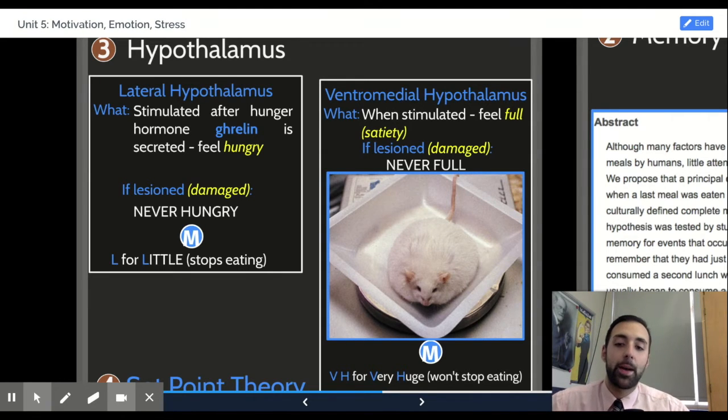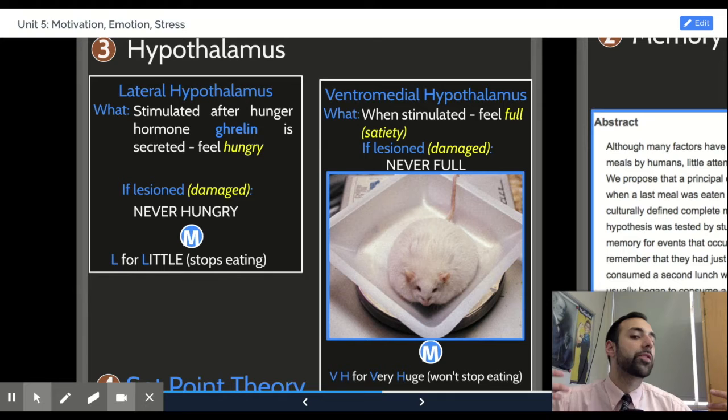Again, we're going to use a mnemonic. The only way the two mnemonics here work, and this is really important, is if you remember that they work under the assumption that this region of the brain is damaged. So when I look at ventral medial hypothalamus, I take the V and the H in ventromedial and hypothalamus, and I think of the phrase very huge. You'd become very huge if your ventral medial hypothalamus was damaged, or perhaps if there was a tumor.